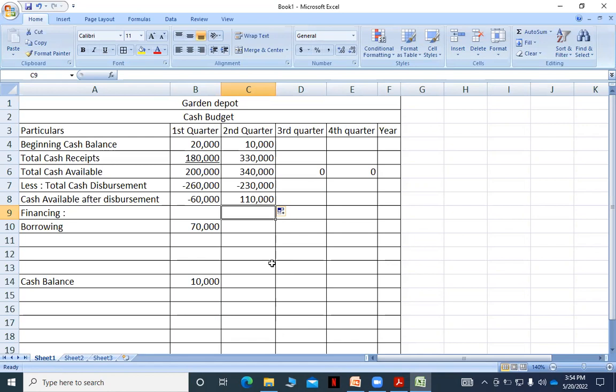So that means previously we borrowed 70,000 taka. So that means we can repay our full loan. We can repay our full borrowing. Borrowing to repay করে দিতে পারবো. So whenever we have any excess amount of cash, we'll repay that loan. So repayment, এখানে একটা section আসবে repayment of loan. Repayment of loan, we'll write here 70,000.